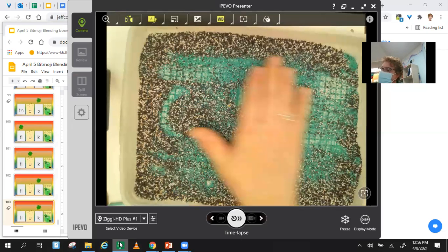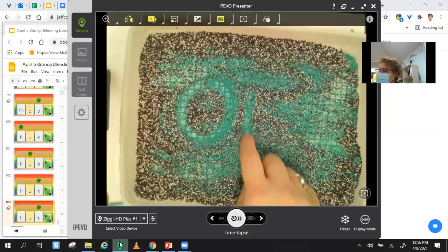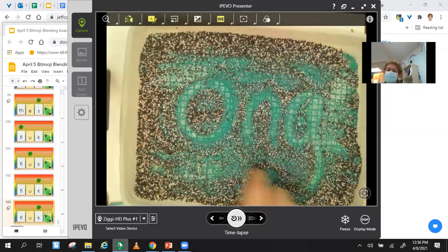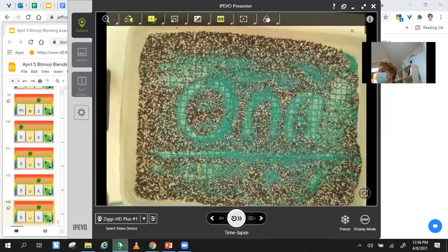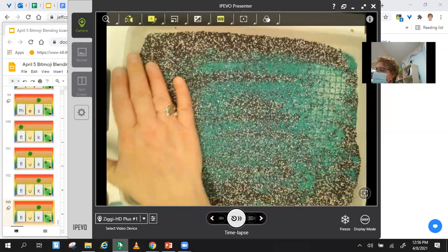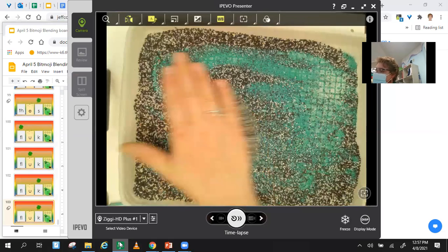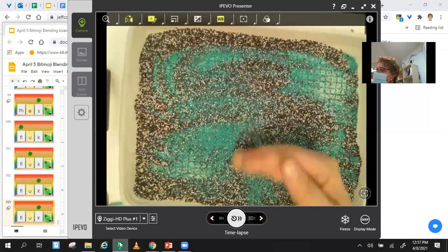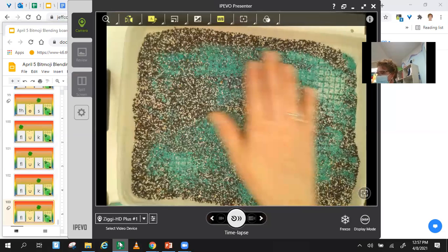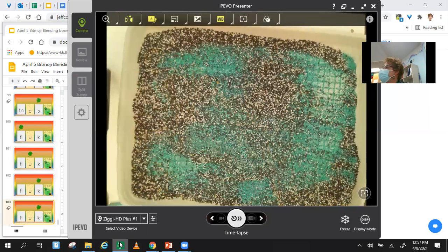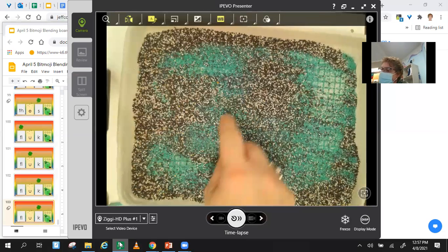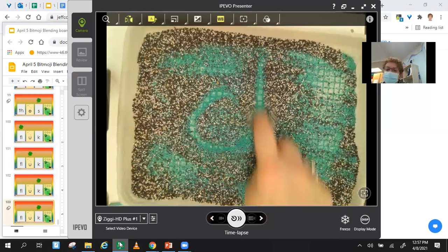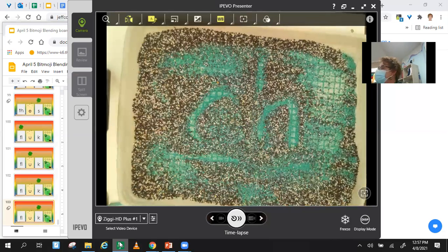O-N-G says ong. Is your G where it needs to be? Okay, I love it that you guys do it when it comes to this, but when it comes to actually writing it, some of you are still making it above the line. So let's really focus on that. Very good. CH says sh.